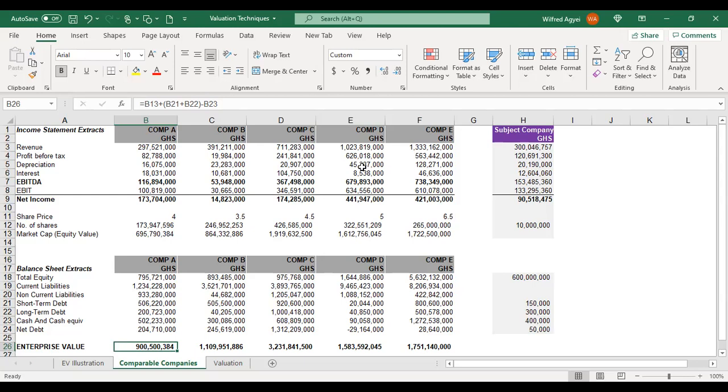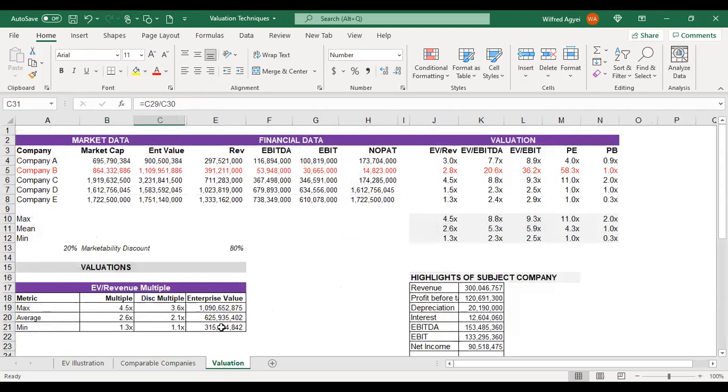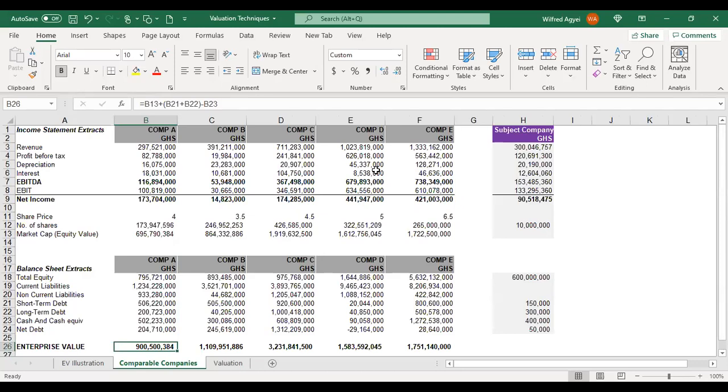But if you do not do it right, then it could have implications on the final value, or let me say the final price. So yes, you can use forecast data, and you can also use current data if you are not getting solid or very reliable forecast financial statements. Of course, you can use the current financial statements of the respective companies.